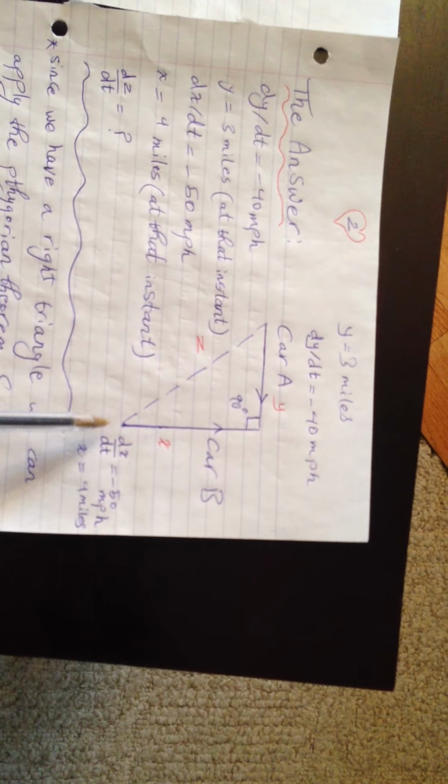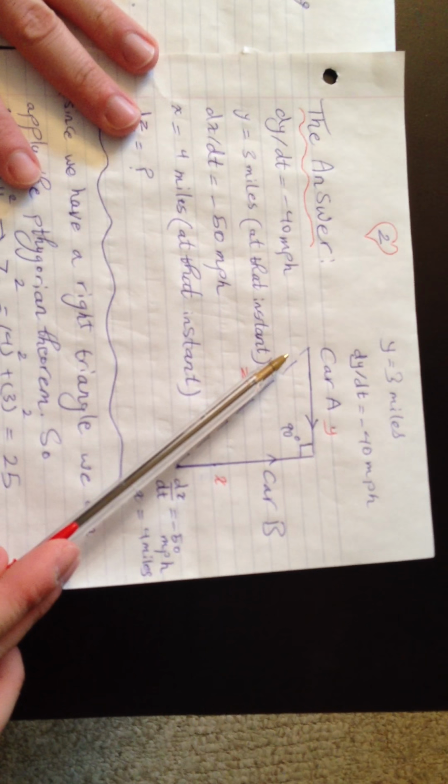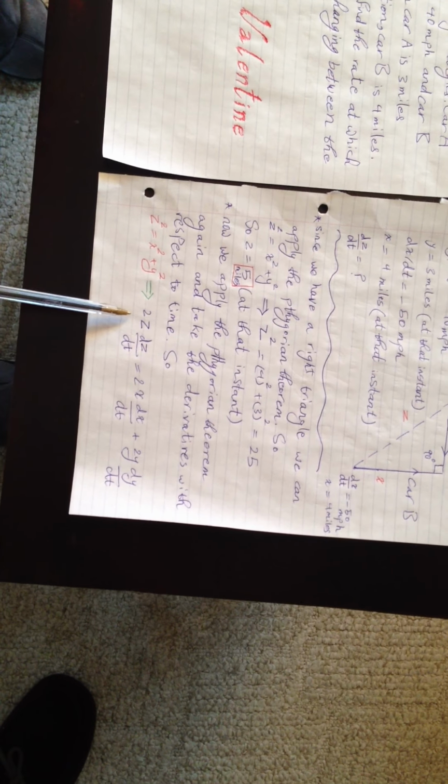Now, this distance between those two cars heading to the intersection, what do you think the change of this side will be? Negative or positive? Well, of course, it's negative because those sides are decreasing, so this side is always decreasing. Alright, now we have our equation 2z dz over dt equals 2x dx over dt plus 2y dy over dt.